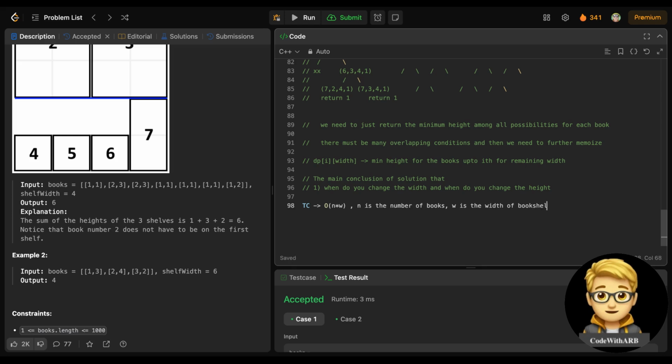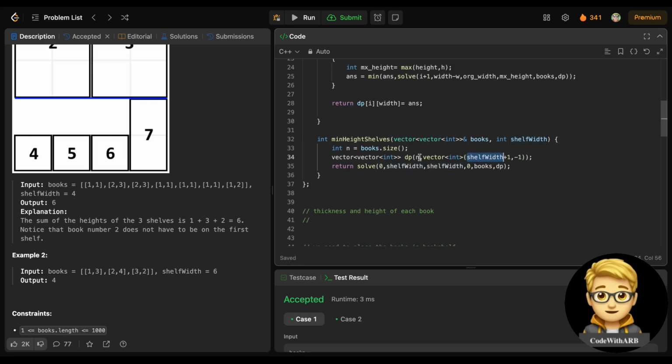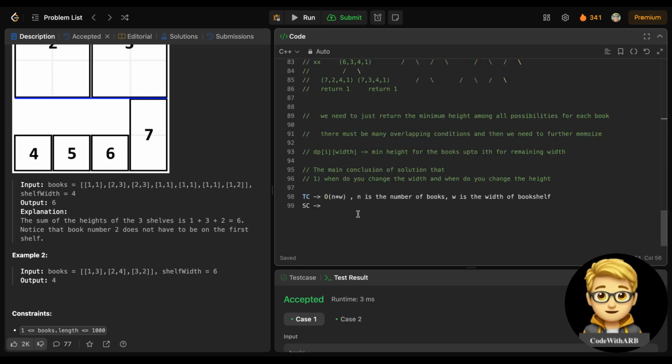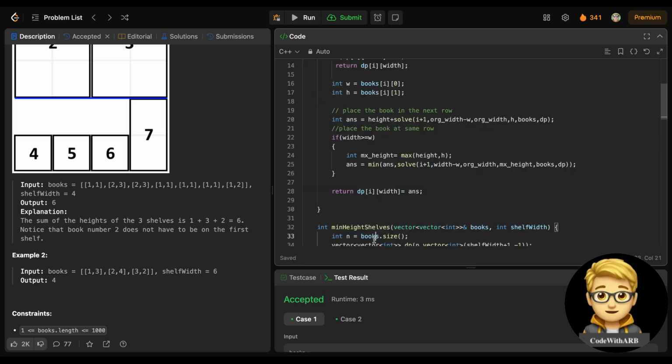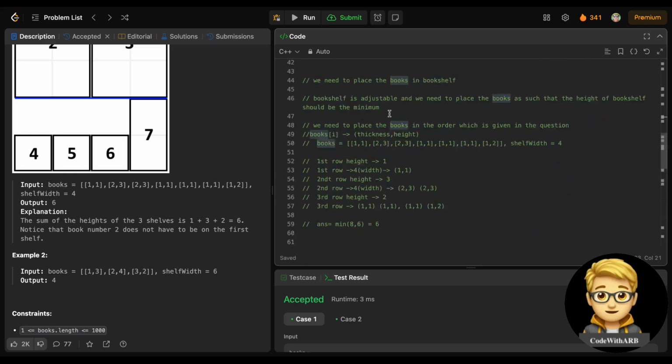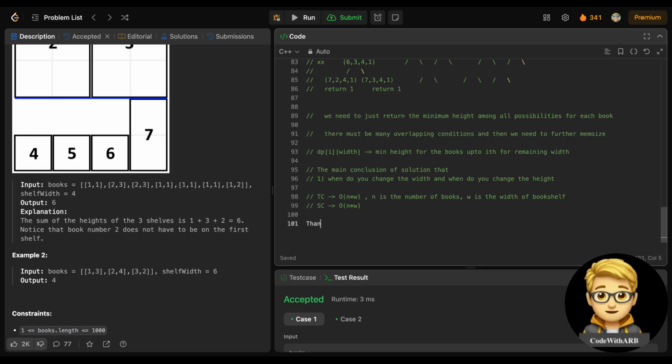And the space complexity is, if you see, we are taking a DP array to store n into shelf width, so that would also be O(n * W). This is how we solve this problem. You can do this as a top down approach. You can also do a bottom up approach where you don't need this recursion, right? So you can do this, I am sure about that. So this is how we solve this problem.